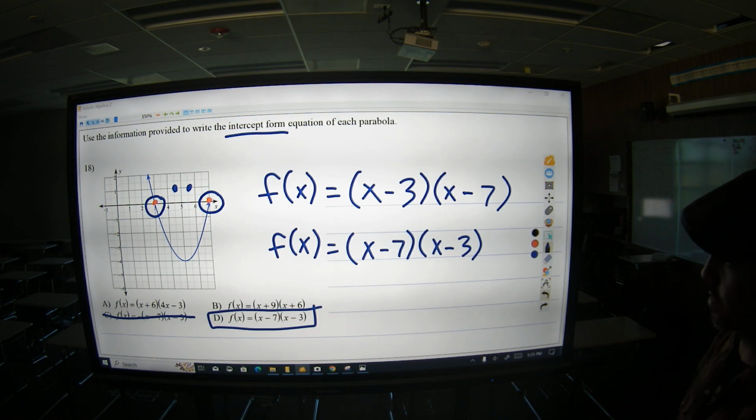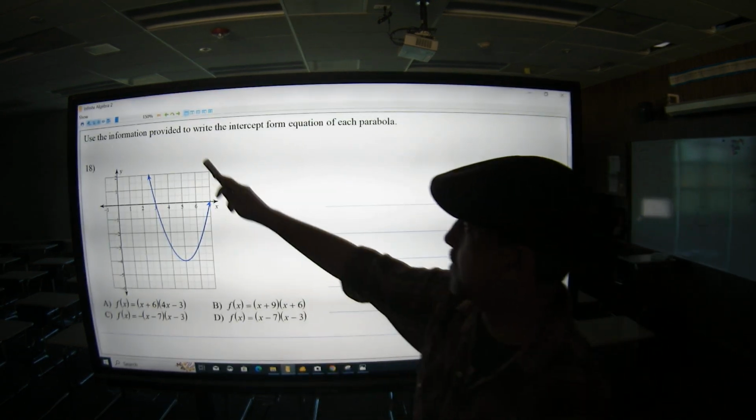So in this case, we have our factored form, our intercept form, equation right here. Let's do another example of intercept form.